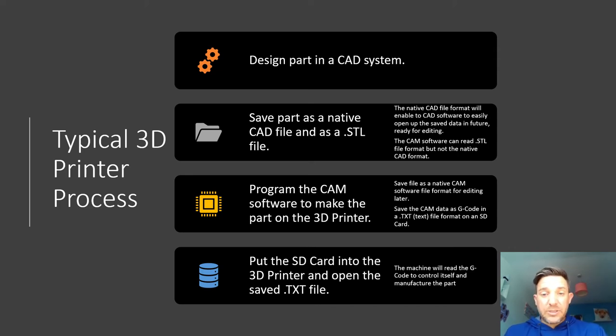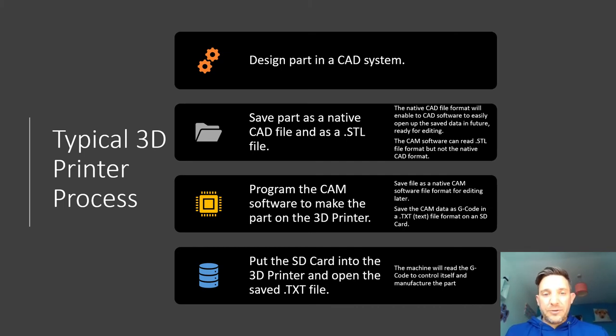It doesn't matter what system you use, as long as you save the file as a .stl file, which is that stereolithographic file that we mentioned in the previous slide. This native CAD file format will be read by most CAM software. And again, this may be different when you're using CAM software to program a CNC machine, a lathe or a mill. This is, as we say, for a 3D printer process.